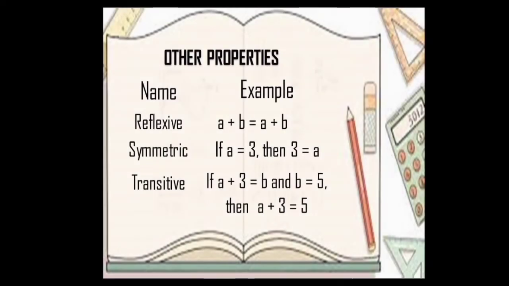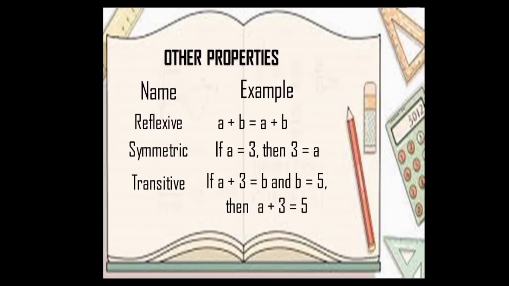A, B, C are elements of integers, but B is a non-zero integer. Let me introduce to everybody the other properties that we have in real numbers, the names and the examples for them. First one is the reflexive property, and its example, for addition, is A plus B is equal to A plus B.